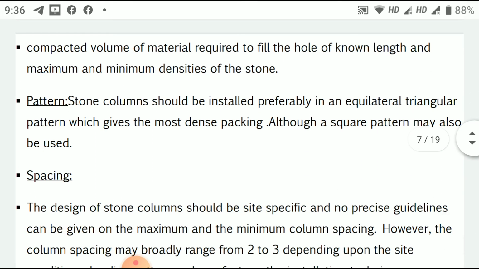Then the patterns. Stone columns should be installed preferably in an equilateral triangular pattern, which gives the most dense packing, although a square pattern may also be used. The pattern of the stone column is nothing but the equilateral triangular pattern. How this pattern looks, we have to see in the next slides.